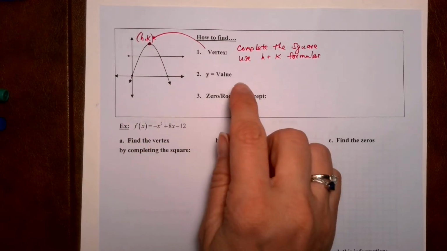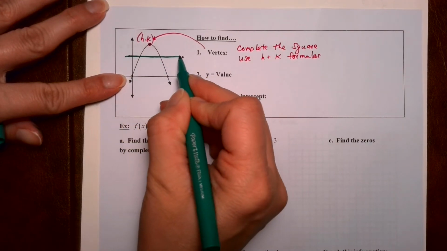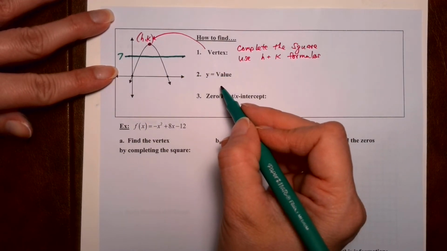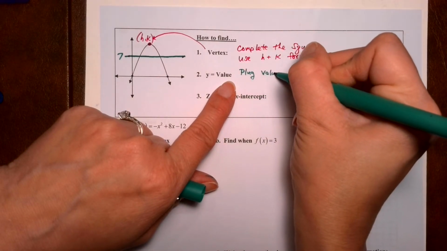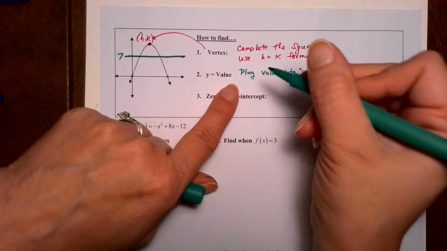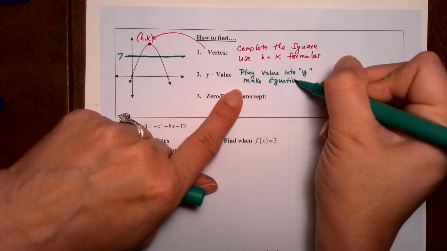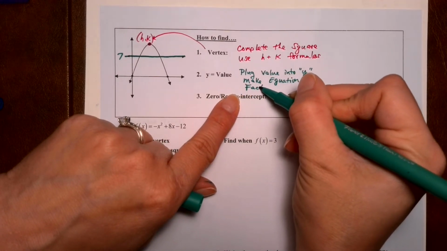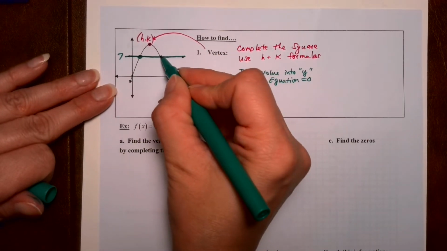The second thing is, what if y equals a value? That's kind of what this line right here shows. What if I'm trying to find when you equal a value of 7? How do you find a value? You plug the value into the y spot. You make the equation equal to 0. Move everything over, and then we factor. And that's how you solve for when you're a value. And then you'll get these 2 solutions.